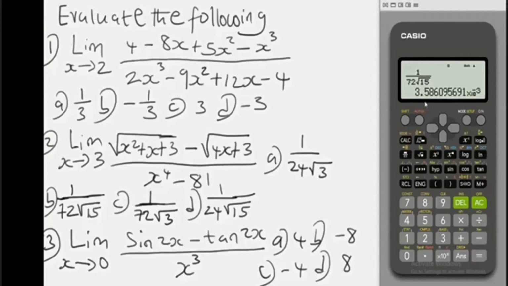Exactly. So we have 3.58 times 10 to the power negative 3. So this will be the answer to this question. This was the value we got when we simplified the limit with the stored value. Alright, but let's check option C and see if we have something similar. So just remove this 15 here, and put 3, equal to.